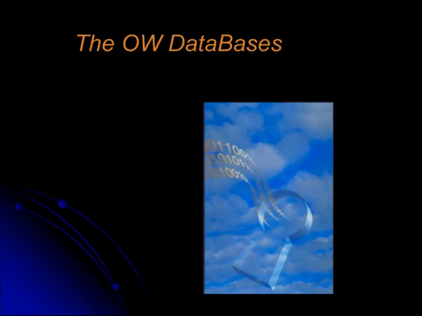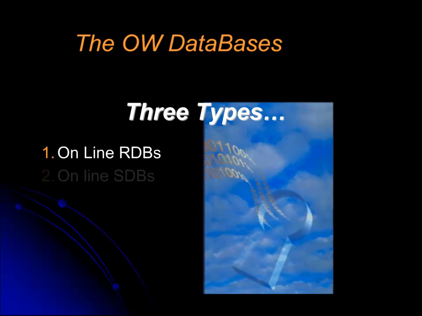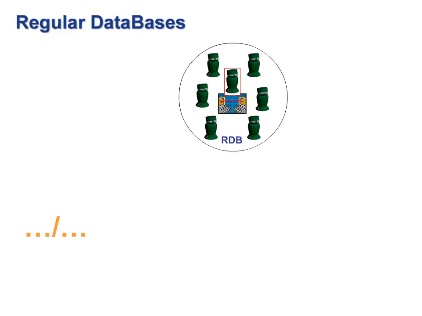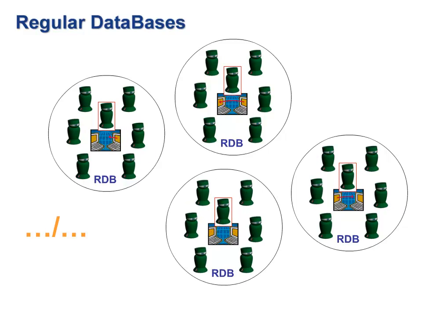We thus get three types of online databases: RDBs, SDBs, and MDBs. The RDBs are devoted to electronic data capture, otherwise known as EDC. Hence, we get several distinct databases where, in each of them, a local administrator manages several users.